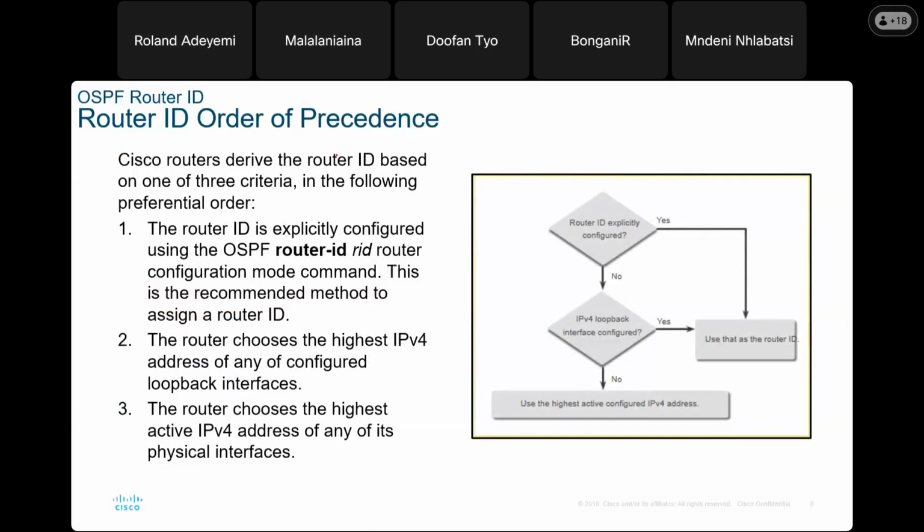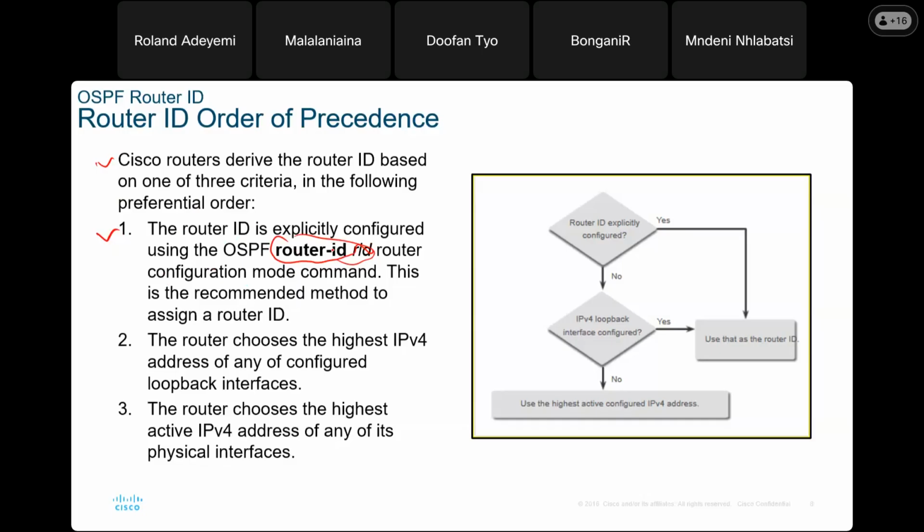Router ID, order of precedence. Cisco routers derive the router ID based on one of 3 criteria in the following order of precedence. So for your router to have an ID, it's going to be in this order. Number 1, when the router ID is explicitly configured by the administrator using the OSPF router-id command. Take note. If we use this command, that takes precedence.